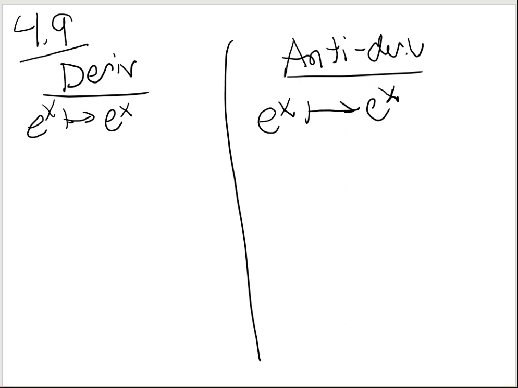Now notice, at this point in time, we just have x as the exponent. You cannot do e to the negative x, for example, or e to the 2x yet. Okay?